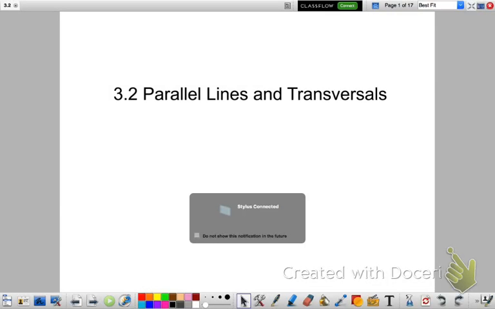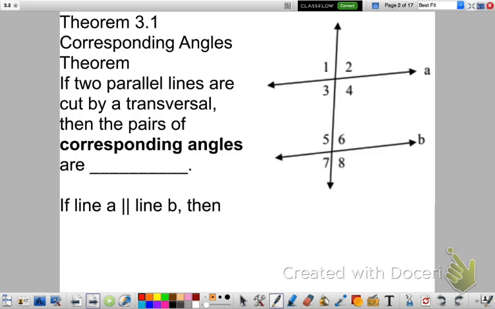Today we are covering section 2 in chapter 3. This follows along with yesterday's lecture. We talked about how pairs of lines and transversals relate and what kind of angles they form. Today we're going to talk about how those angles are related specifically to each other. To begin, we're going to start with corresponding angles.